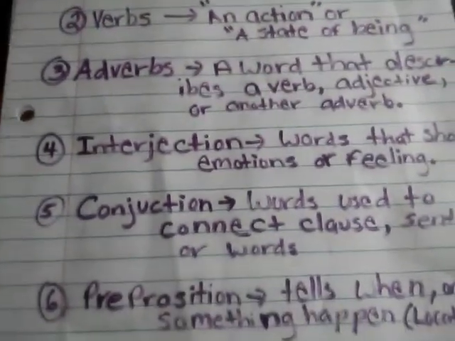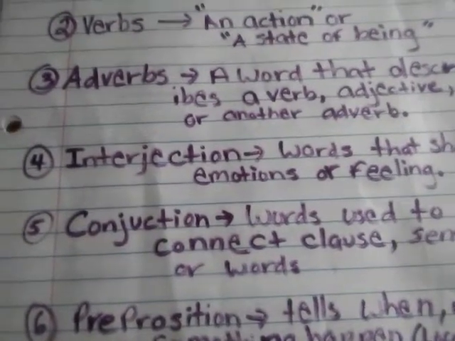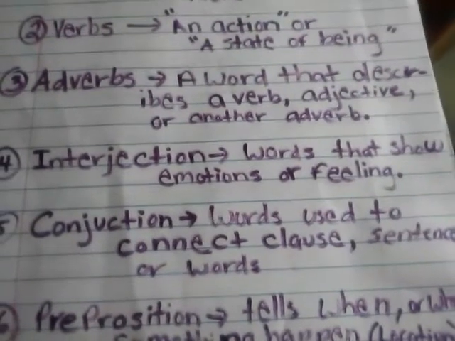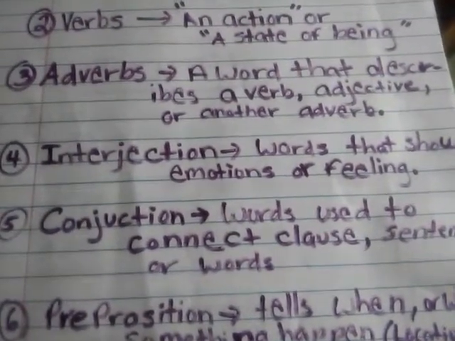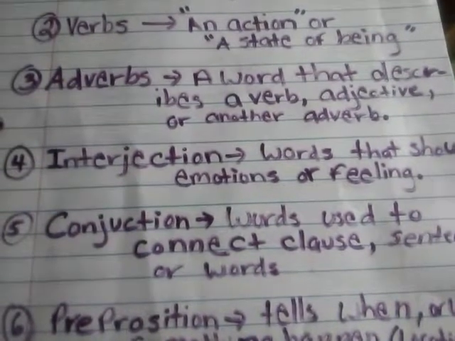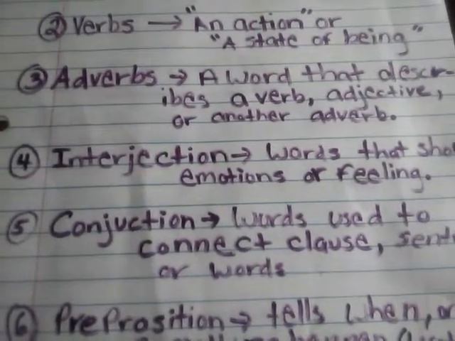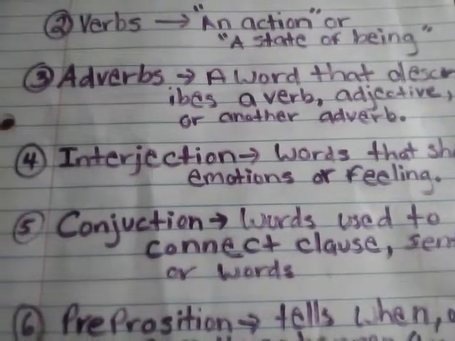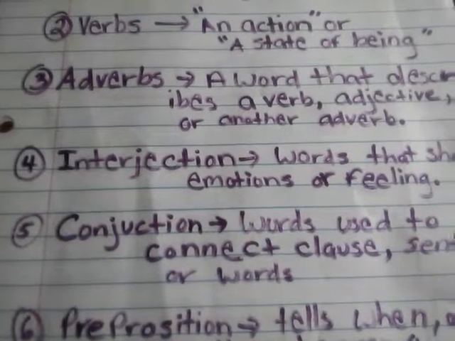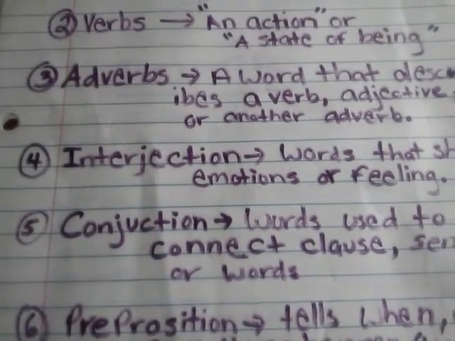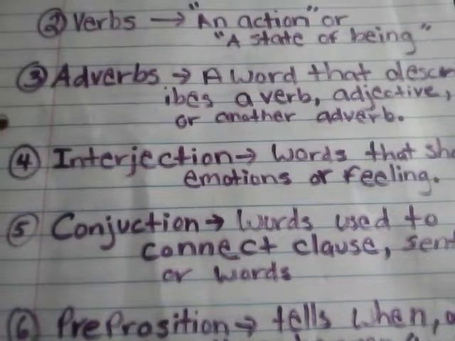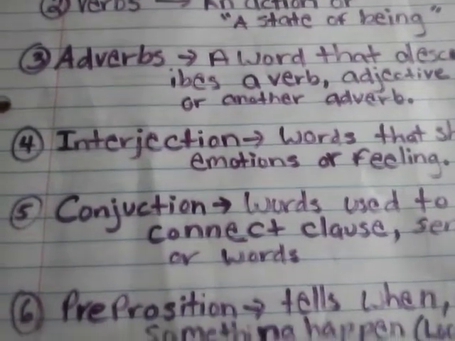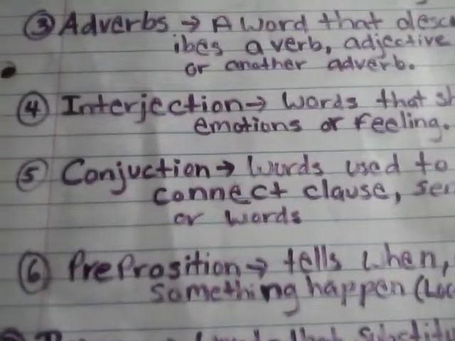Okay, and the next one is conjunction. A conjunction is a word used to connect clauses, sentences, or words. So basically, a conjunction is one word that connects one sentence to another sentence or one word to another word. I could think of one off the top of my head. We can say "and" or "but," which are conjunction words used to connect two clauses or sentences together.